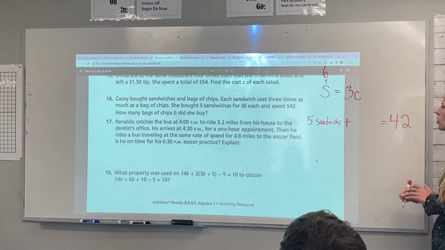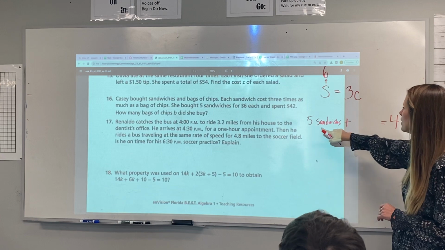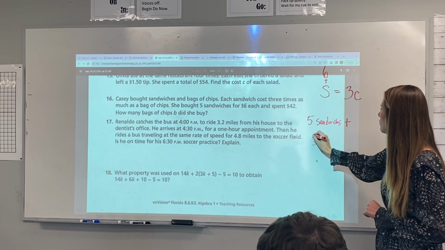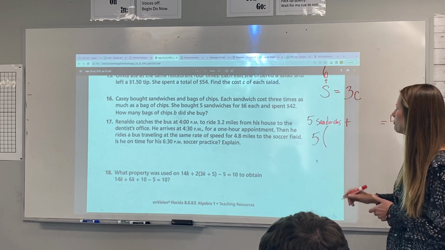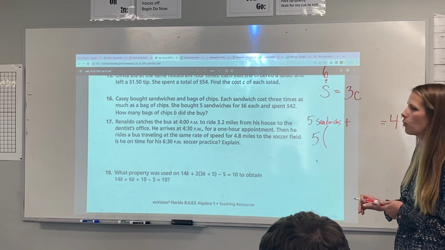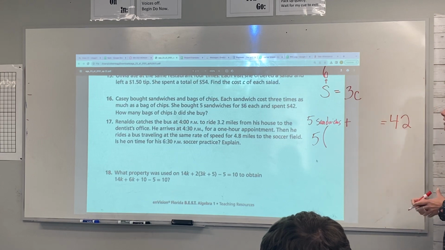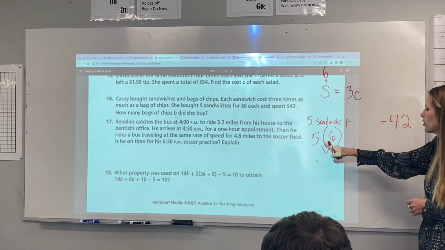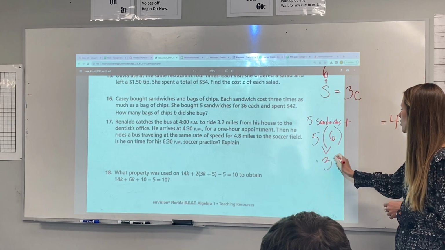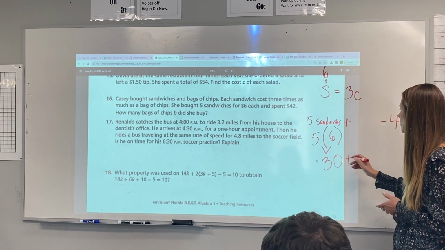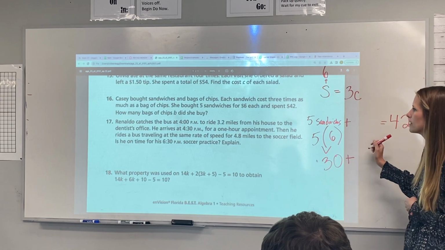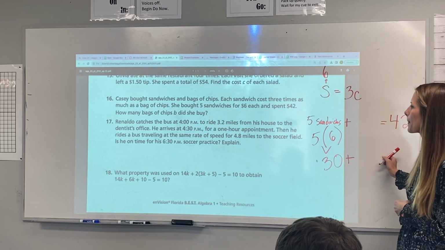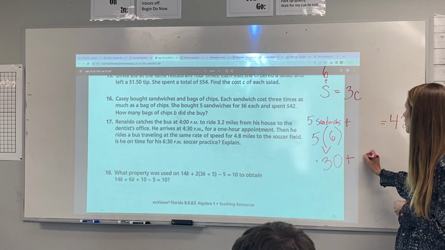Okay, so if she bought 5 sandwiches, 5 times what? What's the cost of a sandwich? 6, right? So 5 sandwiches is $30 plus the cost of some bags of chips, right? Chips cost $2. That's not bad.